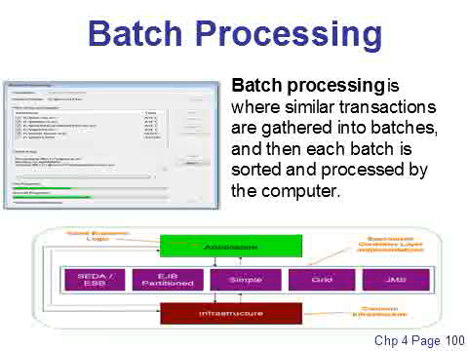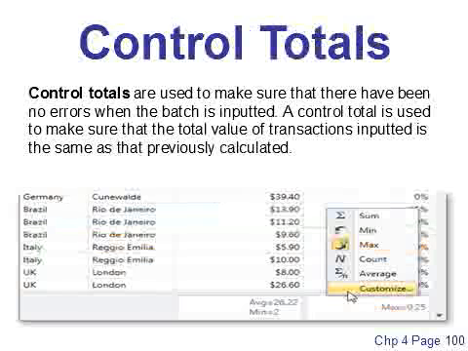Batch processing. Batch processing is where similar transactions are gathered into batches, and then each batch is sorted and processed by the computer. Control totals. Control totals are used to make sure that there have been no errors when the batch is inputted. A control total is used to make sure that the total value of transactions inputted is the same as that previously calculated.